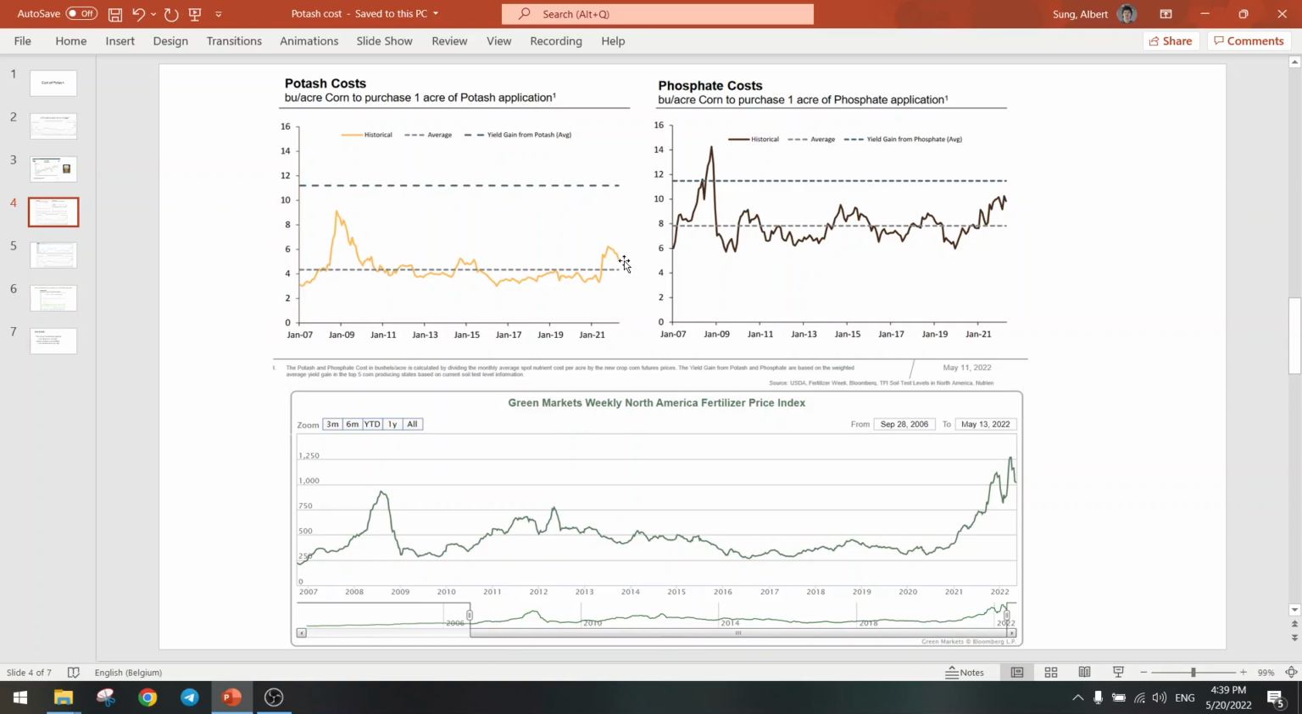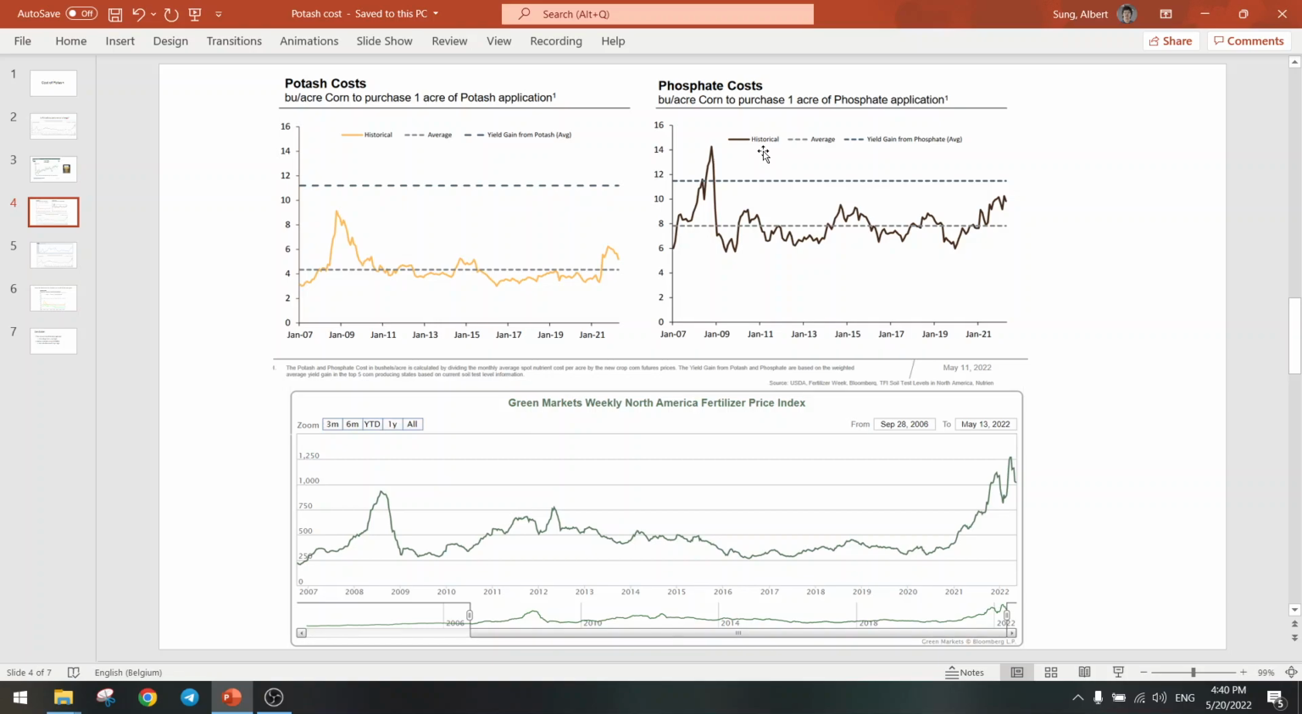It may be very complex to understand, but as long as the cost of potash stays around this level here, farmers are going to make a lot of money, because this is the margin that they get. This here is the margin. They get a yield increase of 11, and it only costs 4 bushels to apply the potash. So they actually win around 7 bushels by using potash. That's a 7 bushel yield gain.